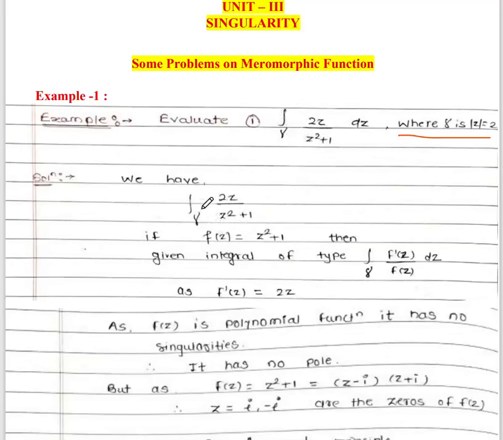So we are given the integral over curve gamma of 2z upon z square plus 1. So here f of z is z square plus 1. Then the given integral is of the type integral over curve gamma of f dash of z upon f of z dz. The derivative of f of z is 2z, so therefore here f dash of z is 2z.